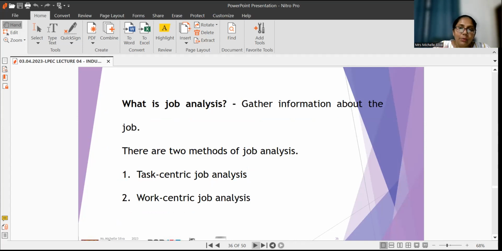2 methods we can do. So simply there are 2 important components of job analysis. Okay, there are 2, not methods. You can write down 2 components of job analysis. Or 2 ways. Likewise, basically this job analysis can be done like task-centric and work-centric.